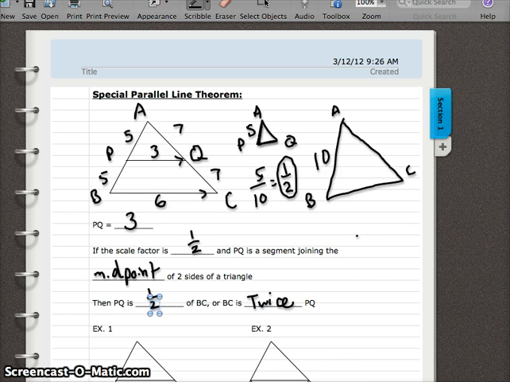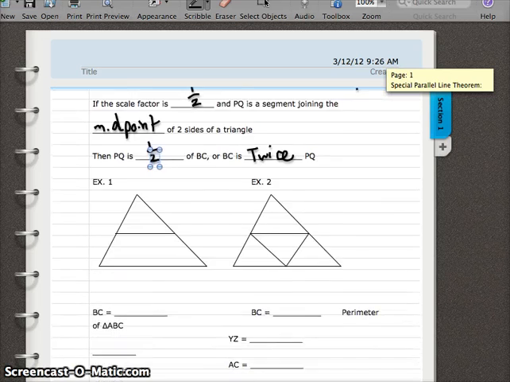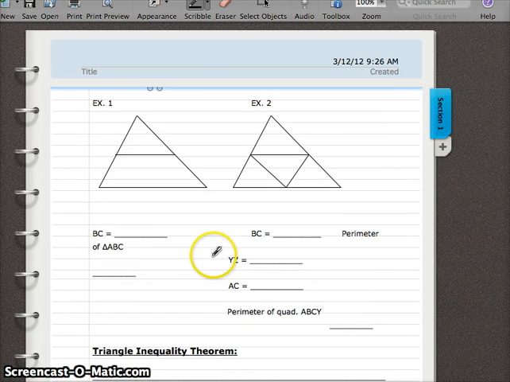So basically that's it. Three things have to be true. The inner segment has to be joining midpoints on the outsides. These two lines have to be parallel, and the scale factor has to be 1/2. If that's true, then we're allowed to say that this inner line is always half of the outer line, and the outer line is always twice the inner line. So it seems more complicated than it really is. Let's do some practice here.